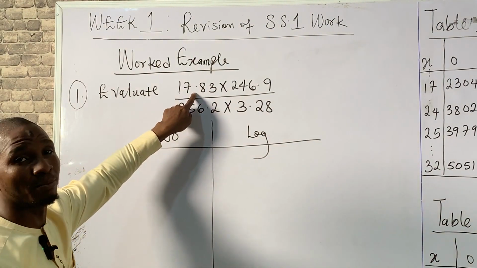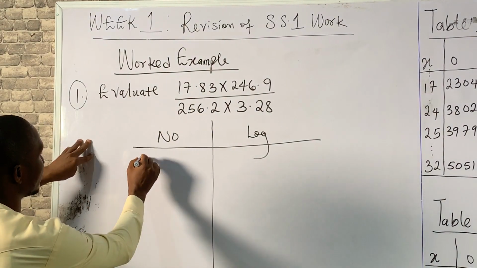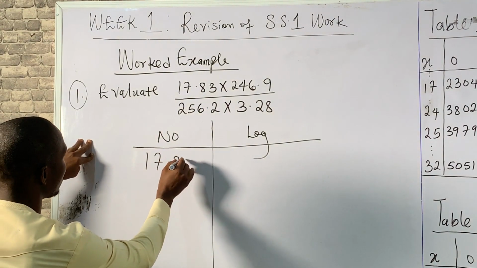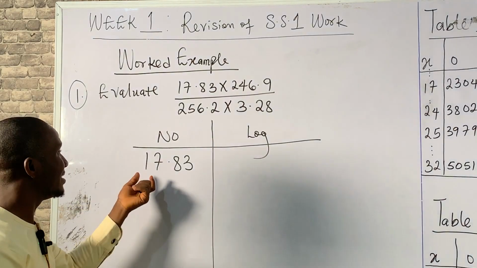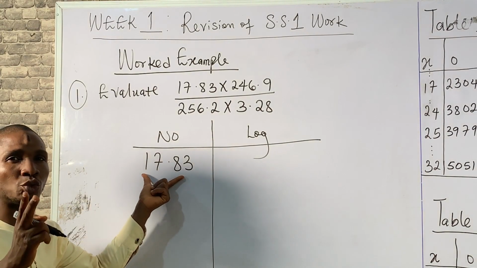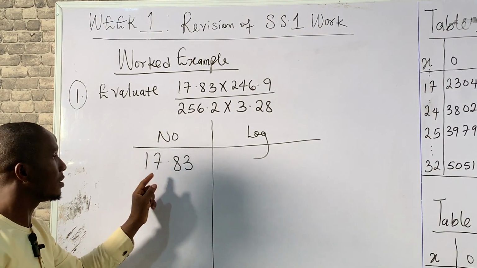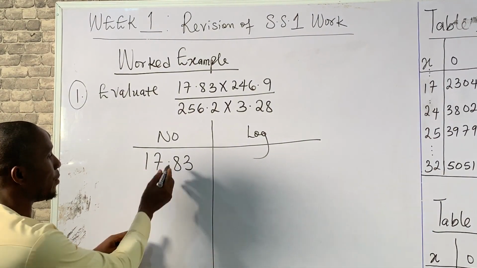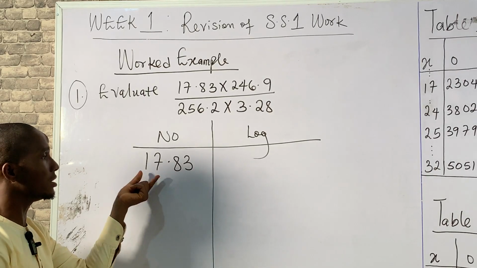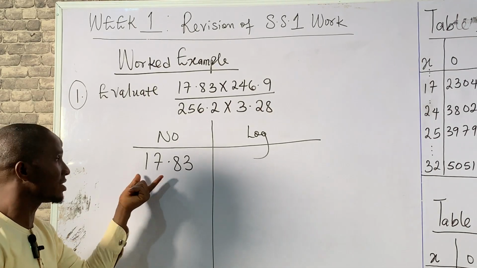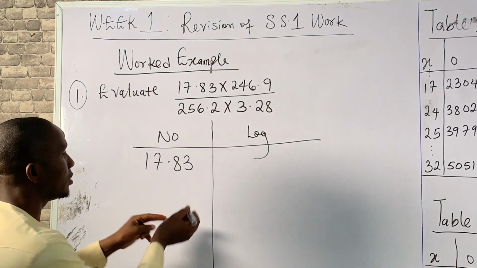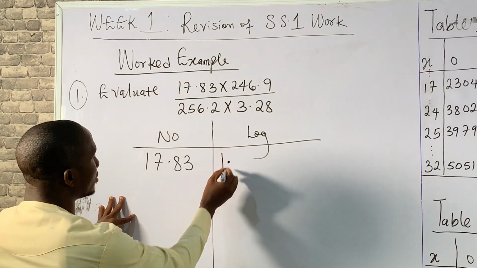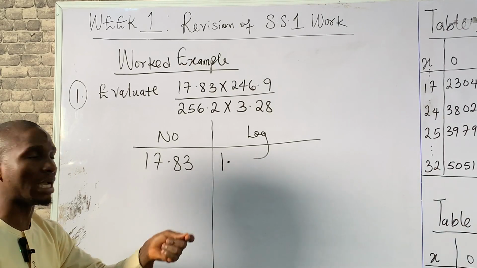So you pick the first number, 17.83. You find the log of this number. Firstly, the characteristics of this number is 2. Characteristics means the number before the decimal point. We have two numbers before the decimal point. It means the characteristics is 2. So you subtract 1 from 2, that will be 1. So you place the 1, then dot, then you use your logarithm tables.